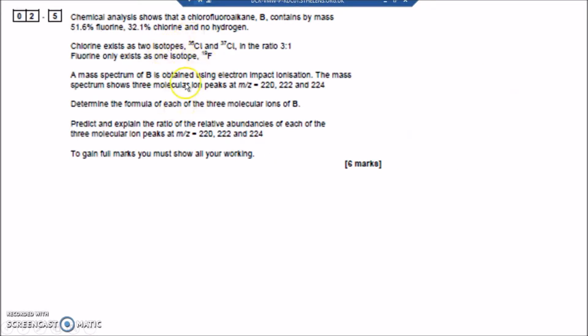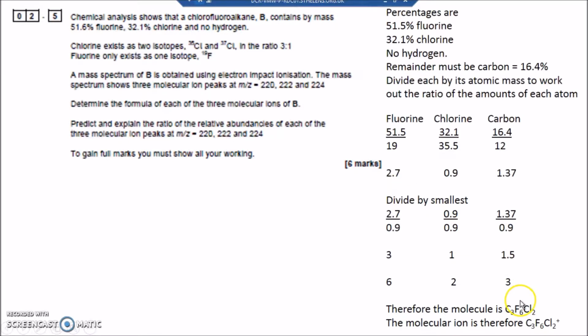So the next section now is, it says, determine the formula of each of the 3 molecular ions of B. So I've got 220, 222 and 224. So what are my 3 combinations? Well, my 3 combinations are including 35Cl and 37Cl. So remember, I've got 2 Cl's in here. So I could have a 35 and a 35, I could have a 35 and a 37, or I could have 2 37s. So they've either got to be both 35s, one of each, or 2 37s.